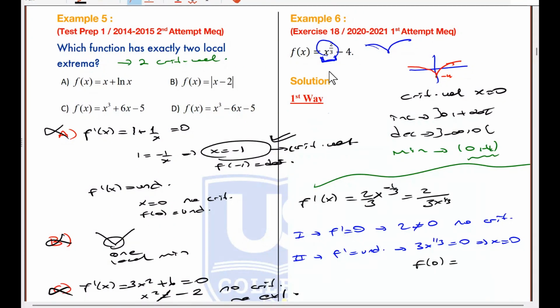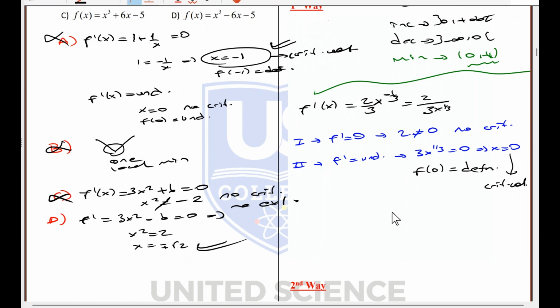When you put this back, 0 minus 4, minus 4, yes, it is defined, no problem. Since the function is defined at x equals 0, x equals 0 is a critical value. So we got our critical value. Then we can make a table of variations. 0, which is our critical value, from -infinity to +infinity, f prime, f.